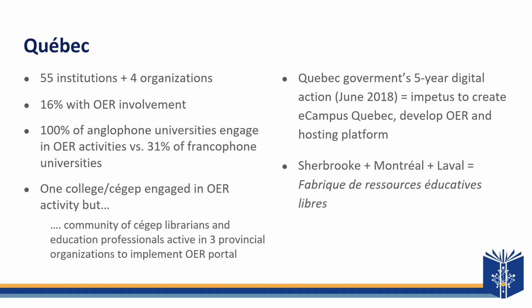So that brings me to Quebec. So for that province, there were 55 institutions and 4 organizations that were considered in the scan. Of the institutions, 16% of them, so 9 institutions, had some OER involvement. In terms of the language difference, all of the Anglophone universities appear to be engaging in OER activities, whereas for Francophone universities, it was 31% of them.